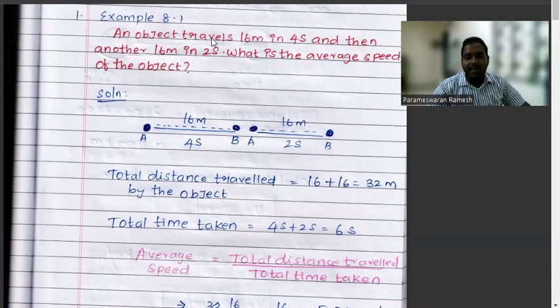An object travels 16 meter in 4 seconds and then another 16 meter in 2 seconds. What is the average speed of the object? So this is the question. Suppose A and B are there. One object is traveling from one place to another place, from A to B.